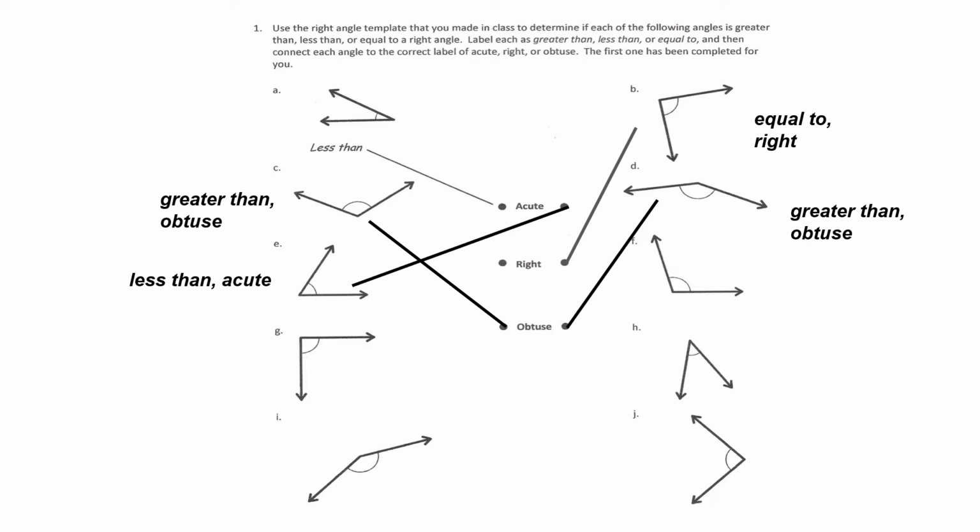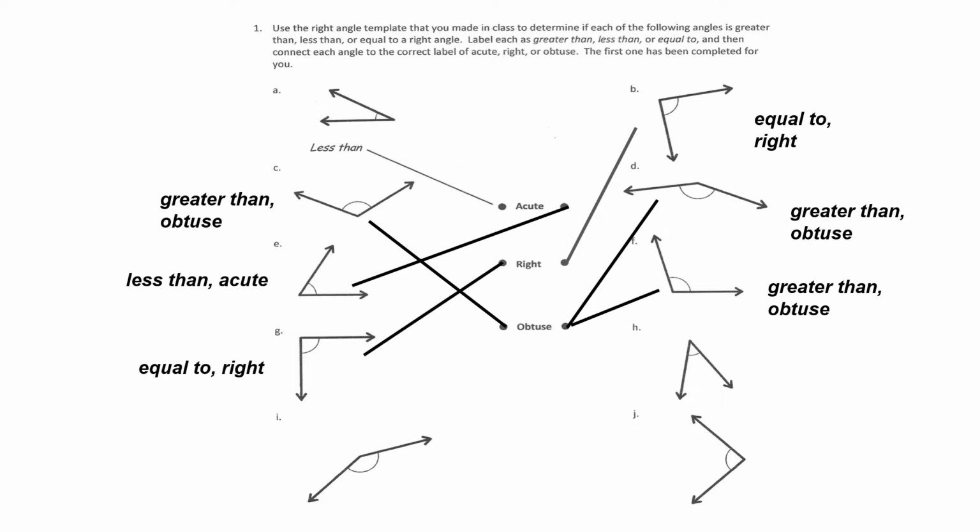E, it's less than a right angle. So that means it's acute. So we label it less than acute, and we connect it to acute. F is greater than. It's greater than a right angle, so it's obtuse. So we connect it to obtuse.